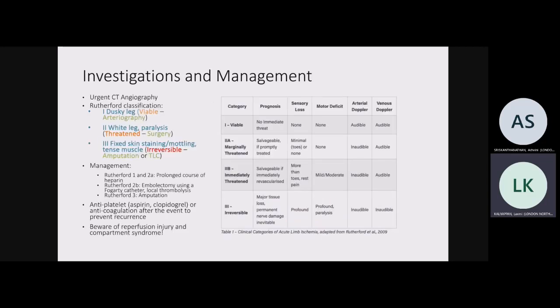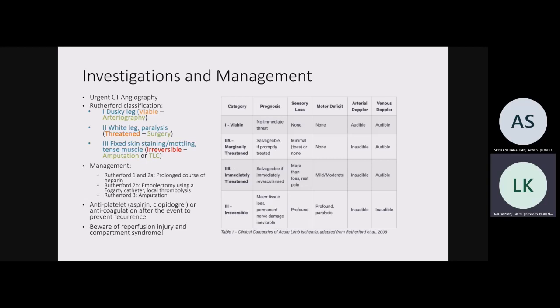And especially given the fact he has a history of AF, you'd be thinking this could be an embolus cause. So, investigation and management of acute limb ischemia, you would need urgent CT angiography. That's Rutherford's classification that I've put up there on that table, as well as on the bullet points. And essentially, you have a viable leg, you can have a threatened leg, and then you can have an irreversible leg where you may need amputation. Yeah, essentially that's it, really.